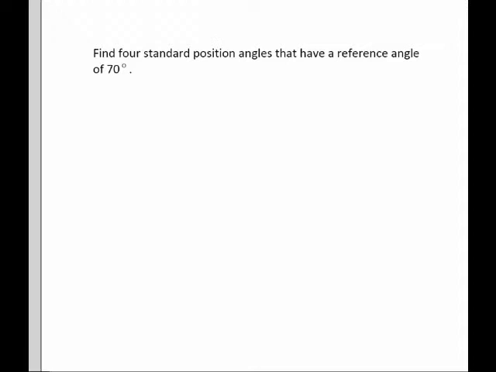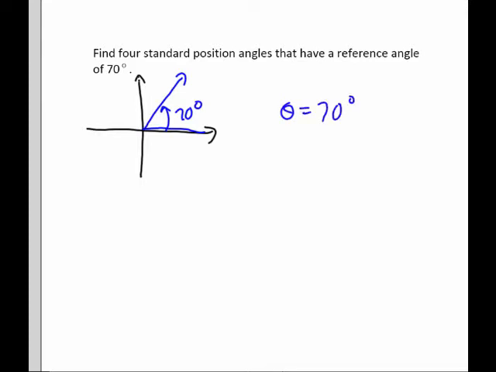Alright, the reflecting of the reference angle back to quadrant 1, you'll maybe understand that a little bit better after we go through this question. The question says find 4 standard position angles that have a reference angle of 70 degrees. So what I'm going to do is draw a 70 degree angle, which would be about so. Now that's a standard position angle, but it's also a reference angle because it's also the angle between the terminal arm and the closest x-axis.